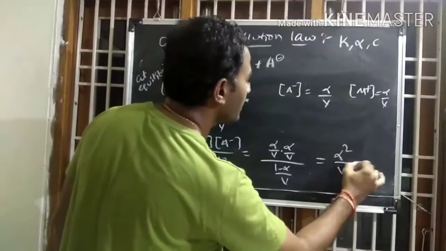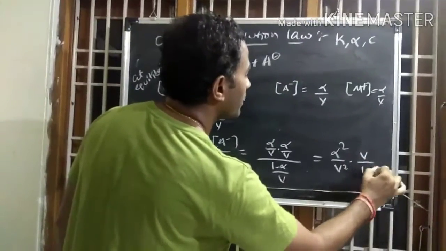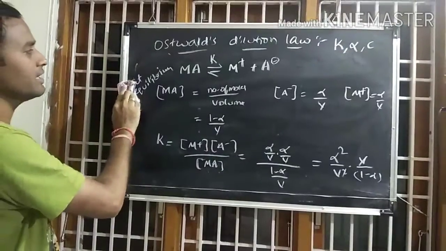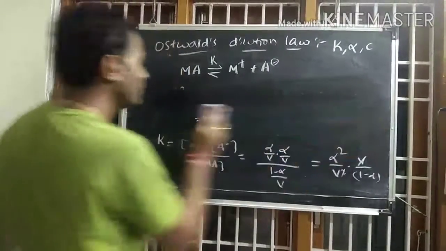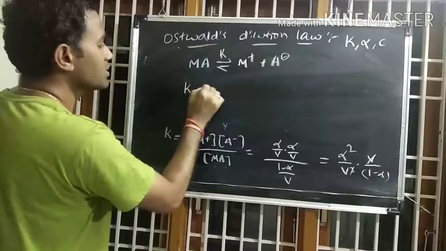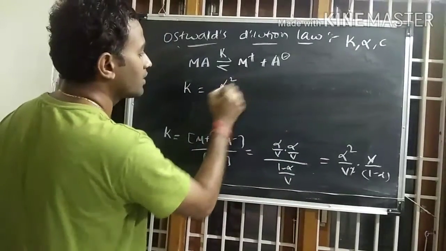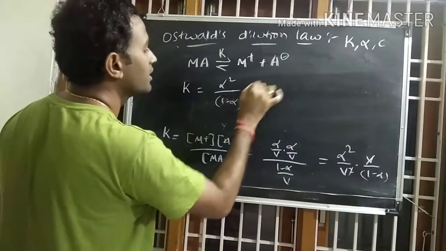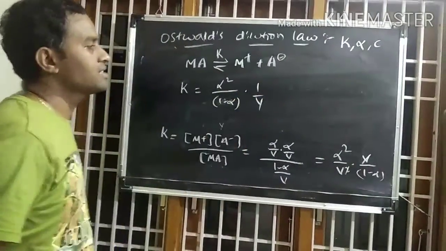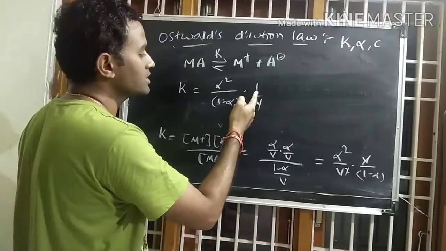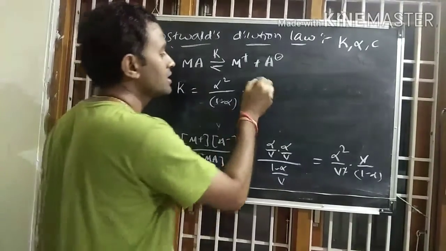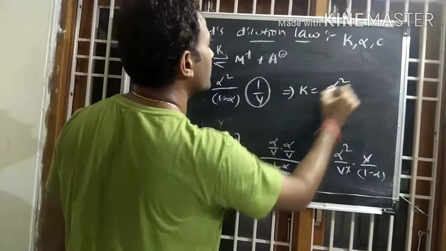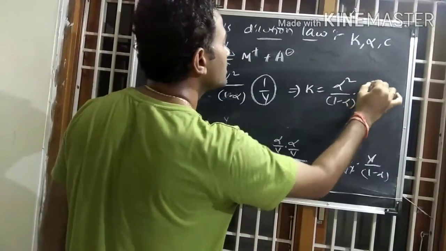Alpha square by V square into V by 1 minus alpha. These two will get cancelled. So finally what do we get here? K, the dissociation constant, is equal to alpha square by 1 minus alpha into V. We know 1 is the initial number of moles and V is the volume. So this 1 by V is nothing but concentration. That implies K can be written as alpha square by 1 minus alpha into C.